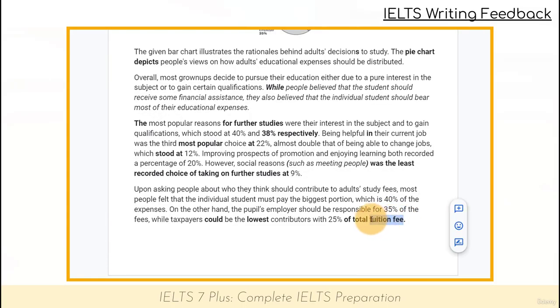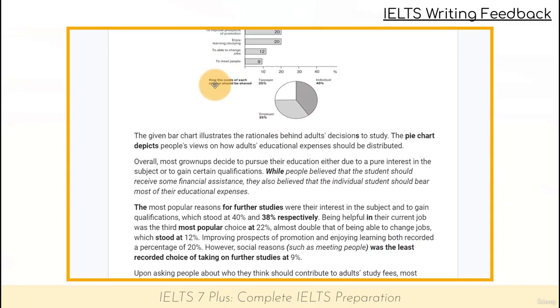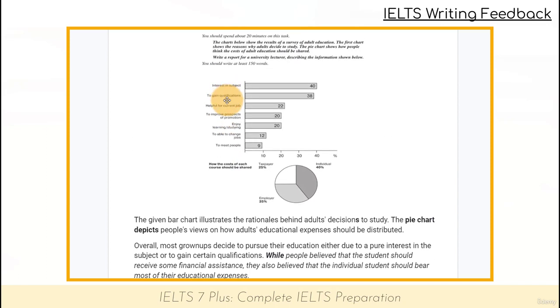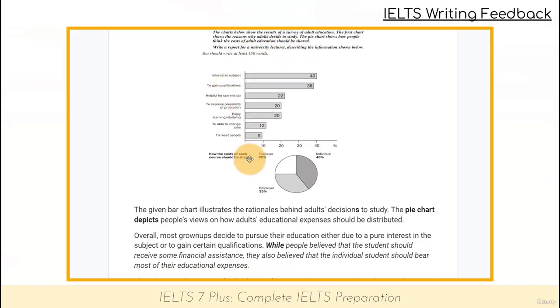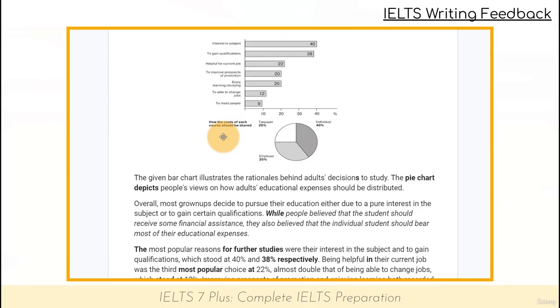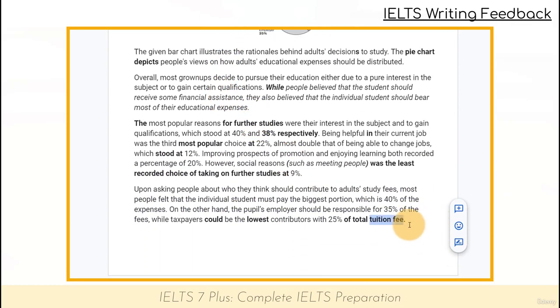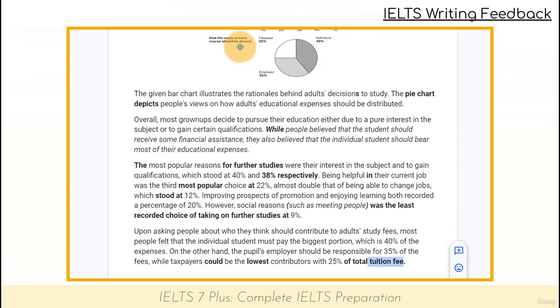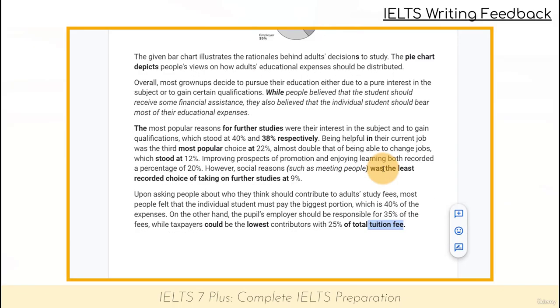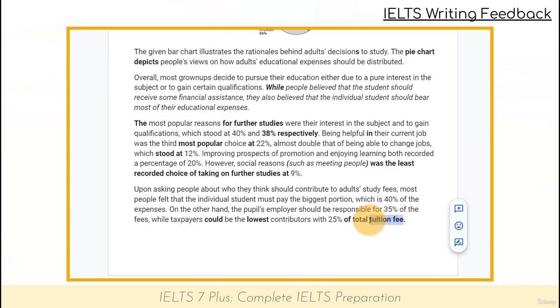The reason I was just checking that, and of course accuracy is very important in the task 1 report. If you get your percentages wrong, if you don't interpret the data correctly, you'll lose marks. Now, I was just double checking that this isn't the cost of course and student living, like whole university studies for adults or whatever the course may be. It doesn't particularly say university. If it was course and student loans and cost of expenses, I couldn't really just say tuition fee. However, cost of each course. So yeah, it is really tuition fee, course fee.